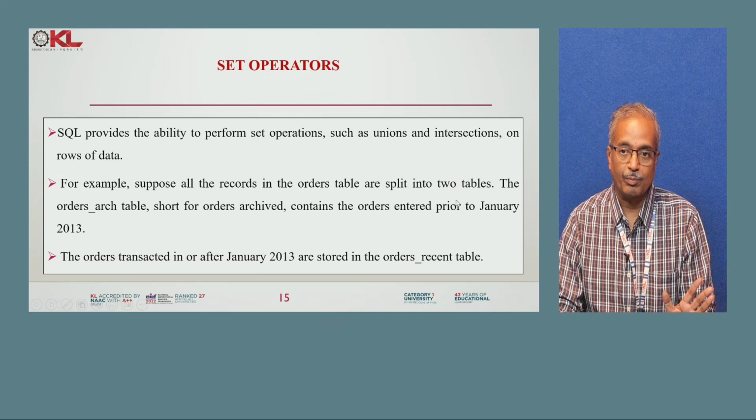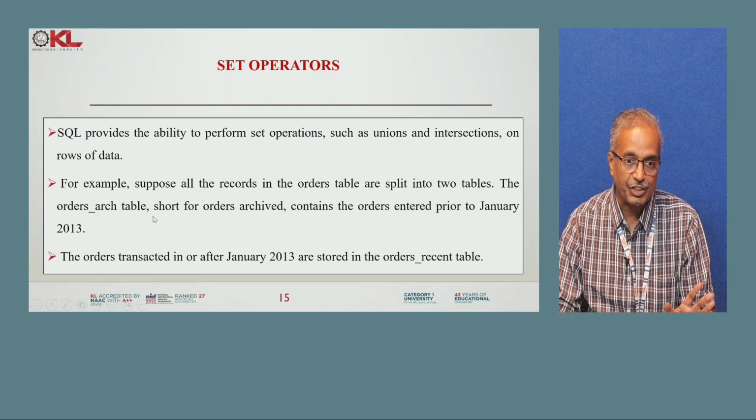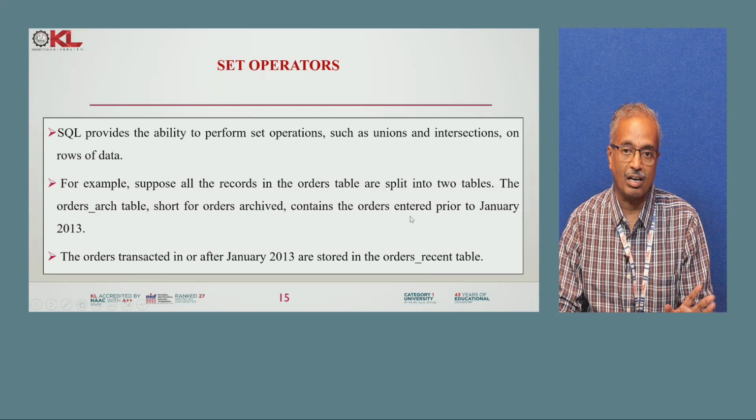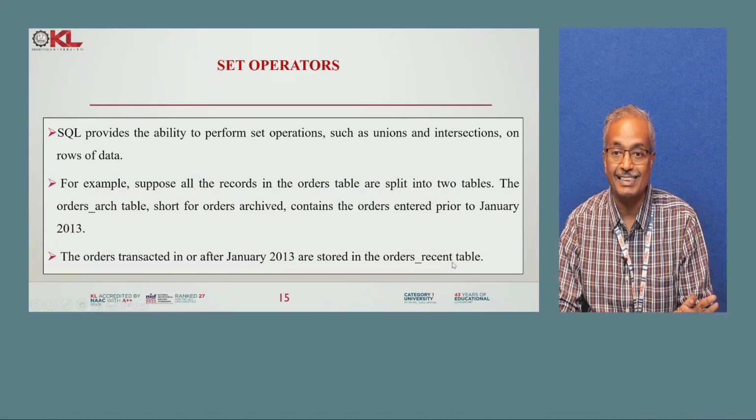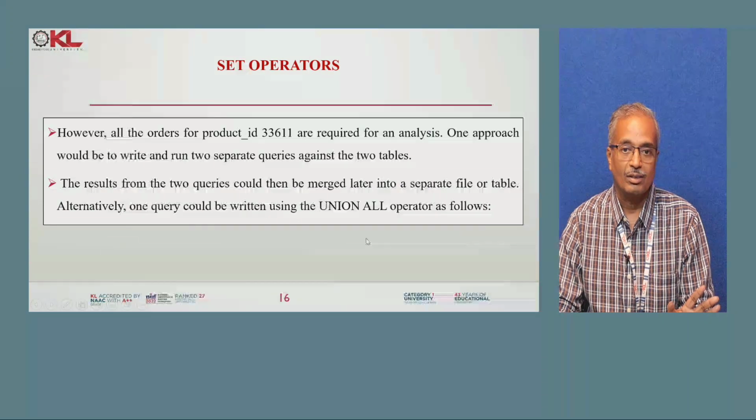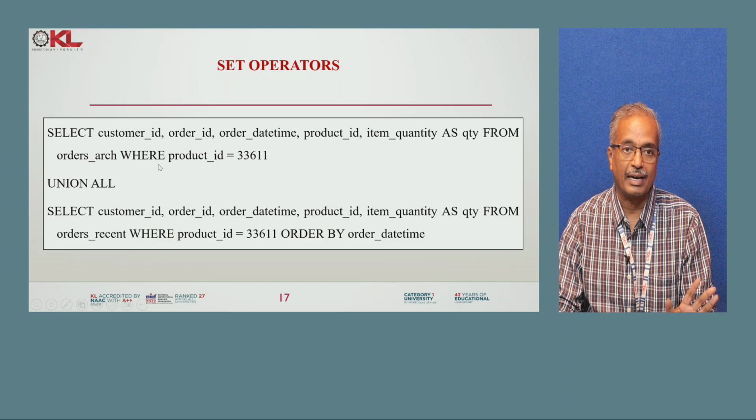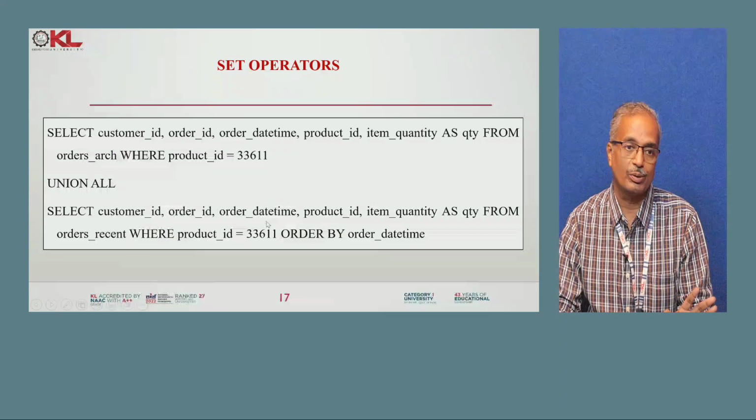For example, if we have 2 tables, one is the orders archive table, short for orders archive, which contains the orders entered prior to January 2013. The orders transacted in or after January 2013 are stored in the orders recent table, right. To do all these things, this is the syntax we can use.